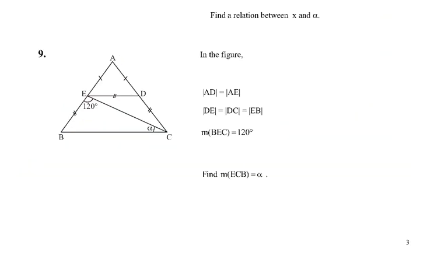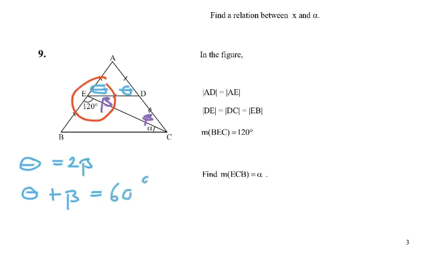9, we've got an isosceles triangle here, so we can label this beta and beta. Another isosceles triangle at the top, so theta and theta. And then let's have a look at any relationships we've got. Well, again we've got this external angle, which is equal to the sum of those two interior angles, so theta equals 2 beta. We also know then, looking here, that theta plus beta must be equal to 60.